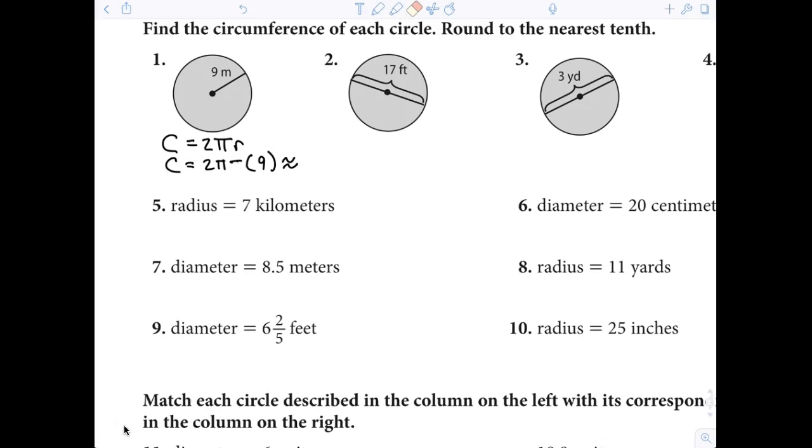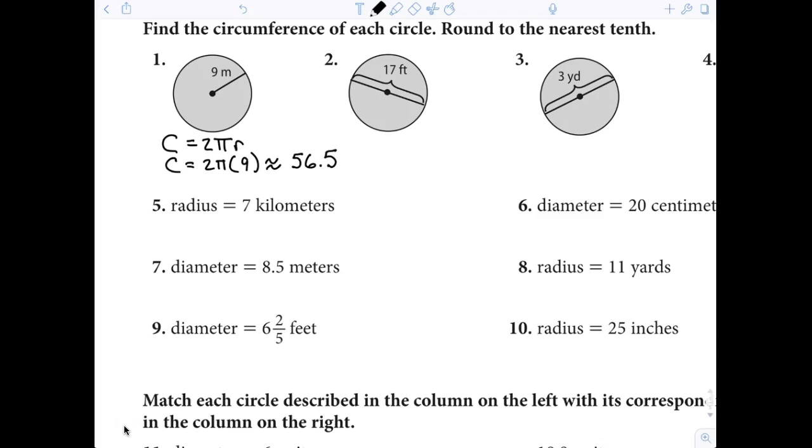Use the pi button. Everybody type in 2 times pi times 9, and then I'm going to come fix your calculator for you. 56.54.